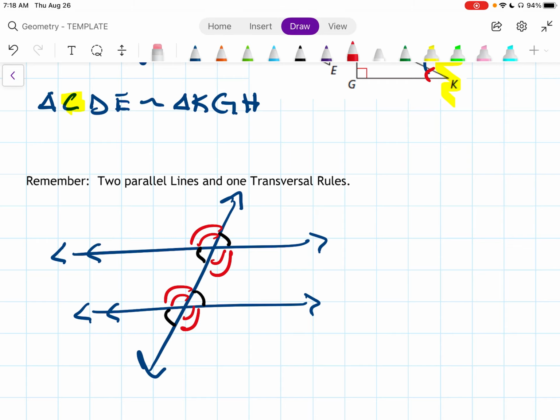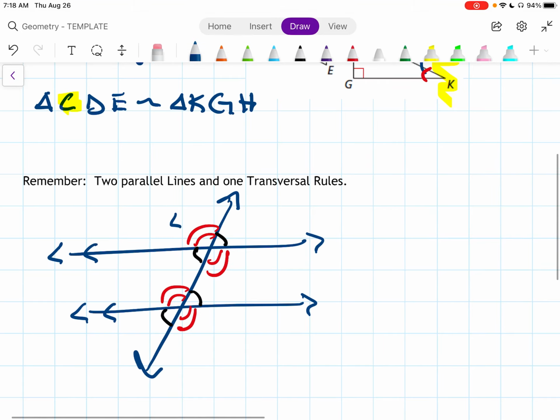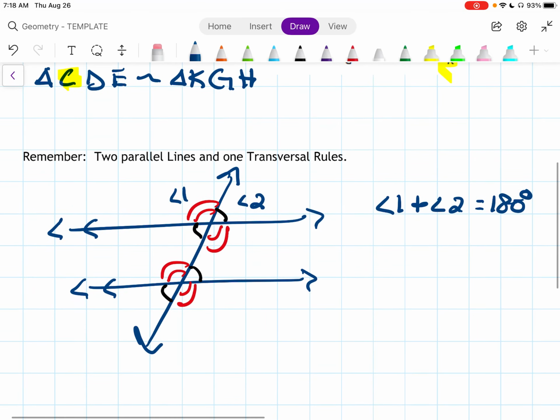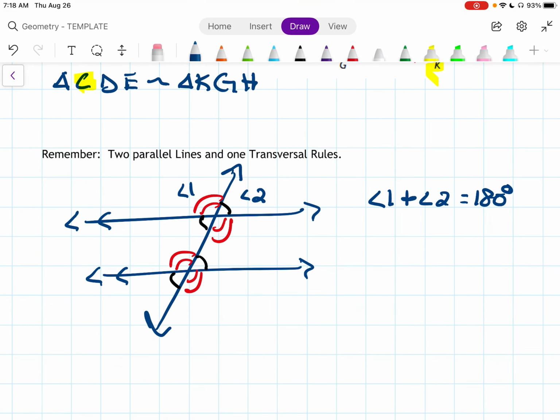So we only have two unique angles here, right? We have the red angle and the black angle. And then we also can say that if this is angle 1 and this is angle 2, we know that angle 1 plus angle 2 is 180 degrees. That's a valuable piece of information too. All right, so make sure we remember those rules. I think we did them last year, and they will be useful in your homework.